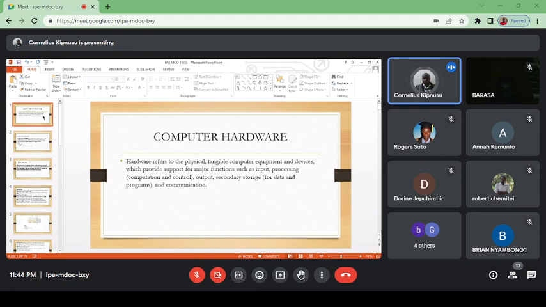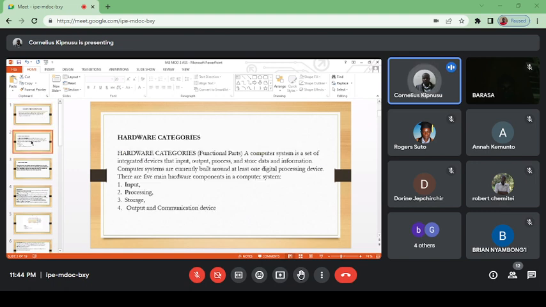We are talking about computer hardware, and we are saying computer hardware refers to the physical, tangible computer equipment and devices which provide support for major functions such as input, processing, output, and storage, and even for communication purposes. So in layman's understanding, we can say computer hardware are the physical and tangible parts of a computer.